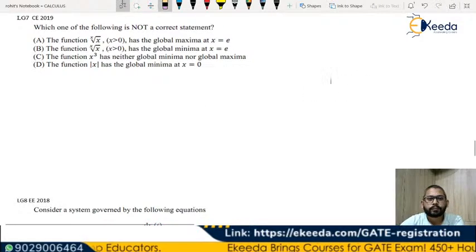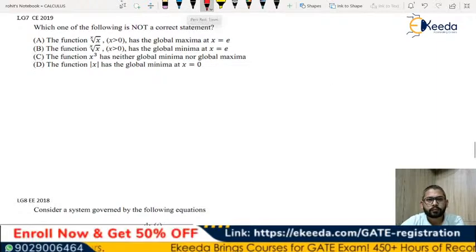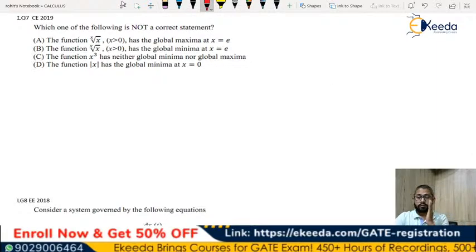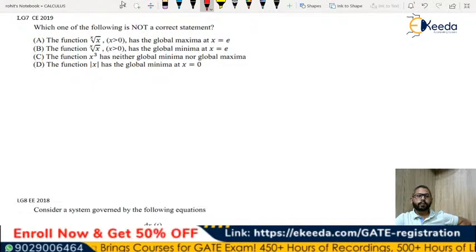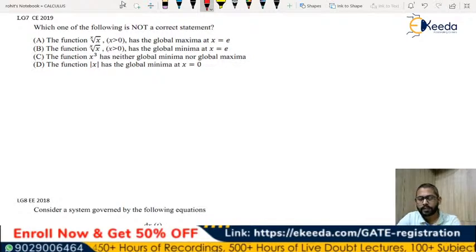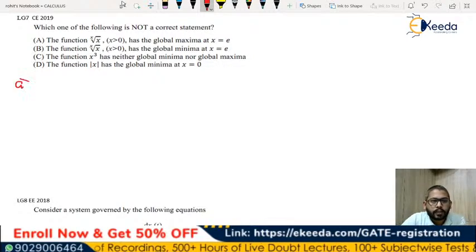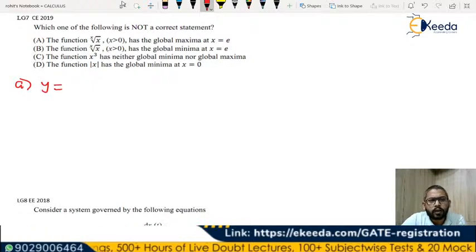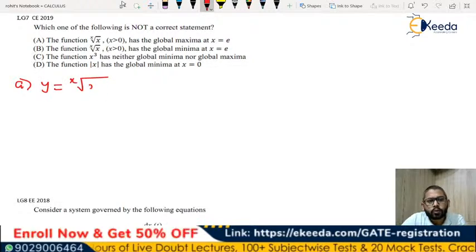Let's see this. D was the correct option, Lokesh. Let's move to the next question. It says which of the following is not a correct statement. So option A is, let's say, y equal to x root of x.